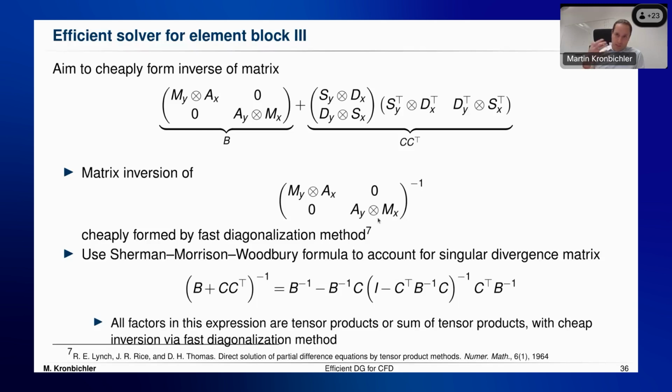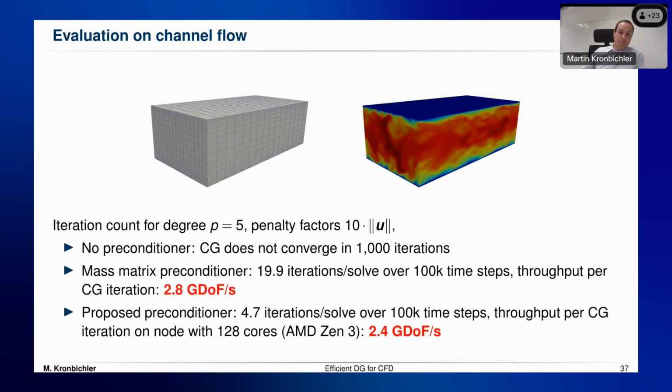This is a known problem. We trace it back to that one here. Now we can go into business. Everything is a tensor product, at least on Cartesian meshes, and we can start evaluating. We evaluated this on a channel flow, so this is a typical turbulent test problem, very simple.